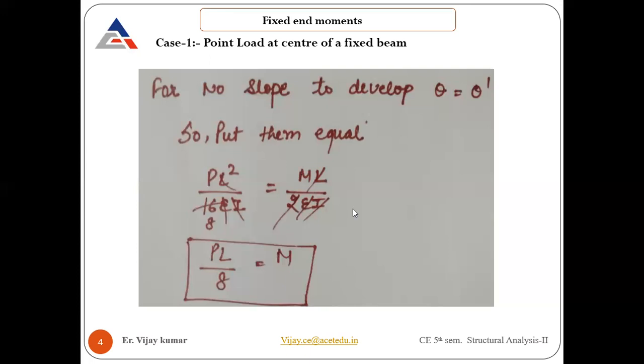So the second case, which we are going to discuss, is a UDL load all over the beam span, which is having fixed ends. You need to find its fixed end moment. The procedure remains same. If you know the slopes, this slope value remains same, but only this value is going to change because loading is changing. It's not a point load. Now it's UDL loading. In that case, you have to use that slope and equate them. You would directly get the value of M.